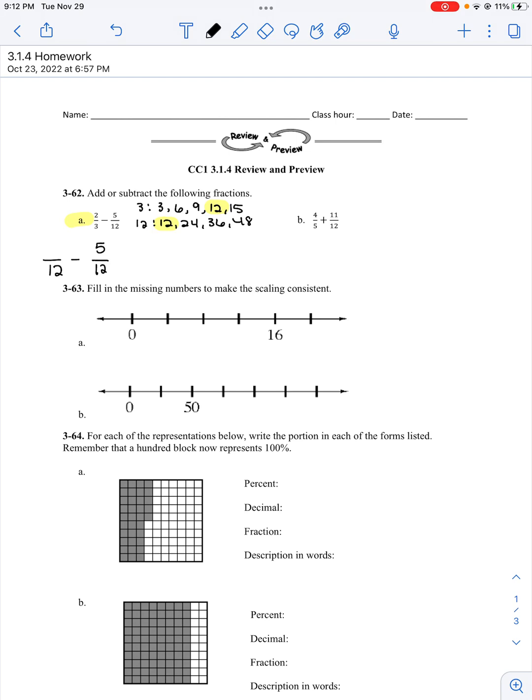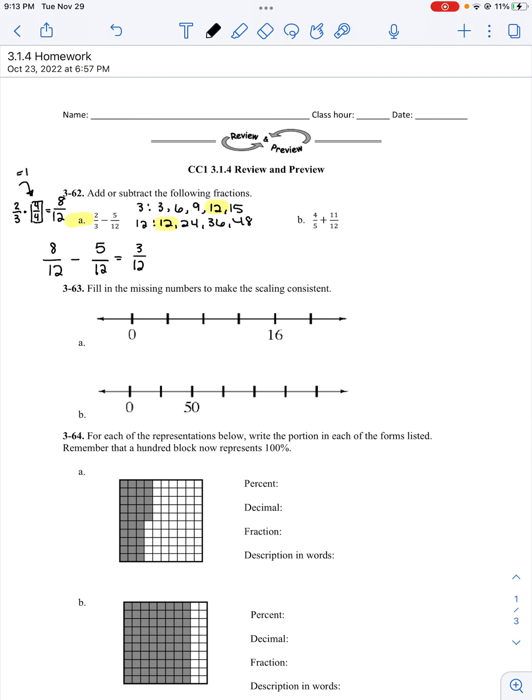5/12 is already out of 12. 2/3, I have to make an equivalent fraction. I can use a giant 1 to help me. So I have to figure out what goes in the giant 1. So 3 times 4 is 12. 4 over 4 equals 1. So remember, whatever goes in my giant 1 has to equal 1. So 2 times 4 is 8. So what I'm left with is 8/12 minus 5/12, which equals 3/12.